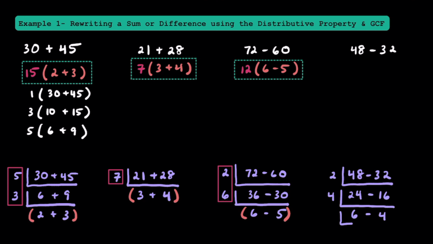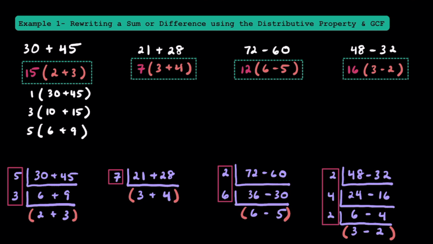And for 6 and 4, they're still even numbers, so I can use a 2 one more time. 2 goes into 6 3 times, and it goes into 4 2 times. No matter what numbers you chose, you should get a GCF of 16, and leftover numbers of 3 minus 2. Bring that 3 minus 2 right over here. This will be our equivalent expression. If you want to check any of these, feel free to do so by distributing. I promise you in each of these instances, we're going to get the original expression that we started with.